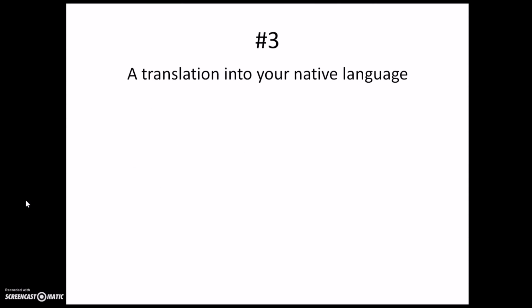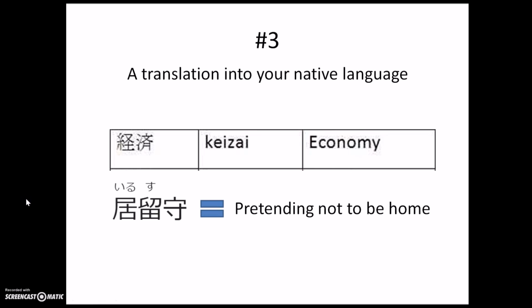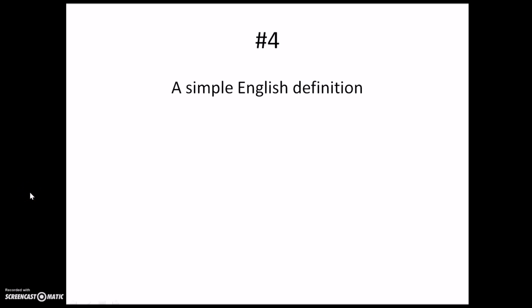The third thing you want to include in your vocabulary notebook is a translation into your native language. This is a quick and easy way to understand and remember the word. However, your native language won't always match English meanings 100%. This Japanese example shows you a word that doesn't have a 100% equal match word in English. Examples like these are why we also want to include number 4, a simple English definition.